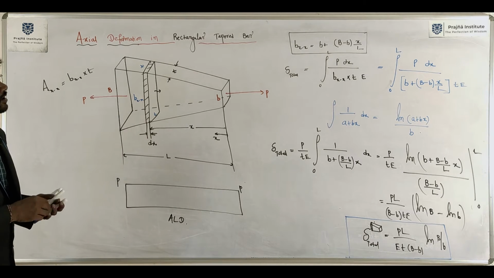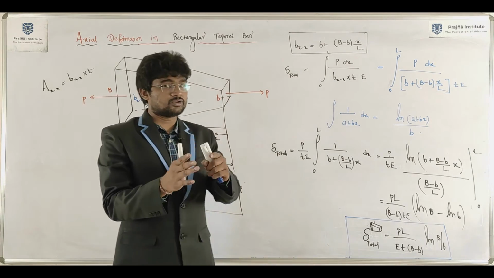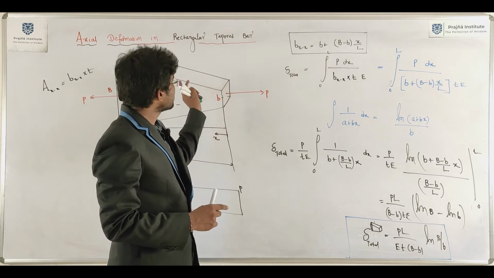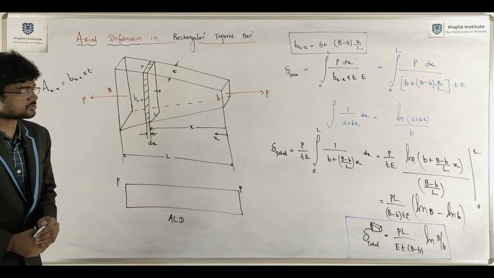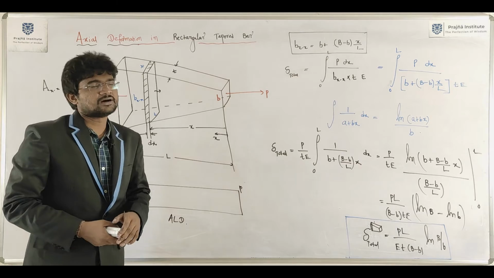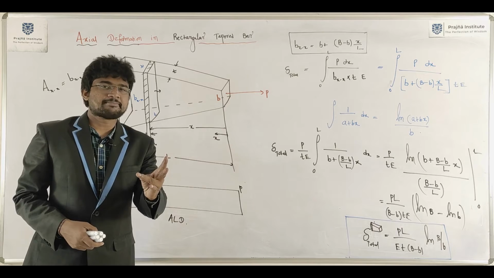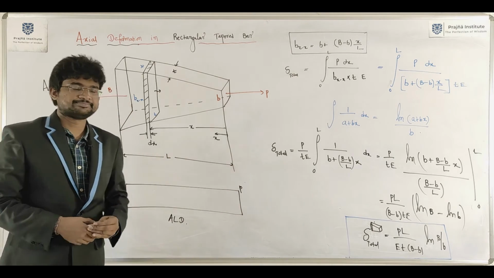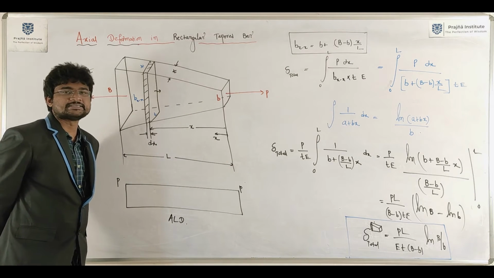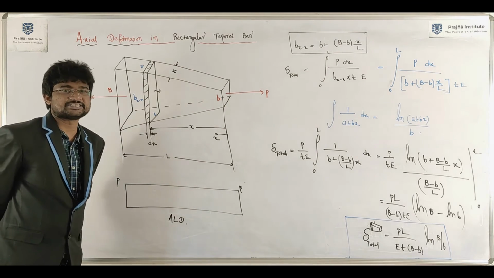So finally you got a beautiful expression for the non-uniform circular rod: the uniform circular rod, the circular tapered rod and the rectangular tapered bar. This is the way to determine axial deformation in three different cases: uniform circular bar, tapered circular bar, tapered rectangular bar. So this is all about axial deformation calculations. These three derivations are very important for engineering service examinations.